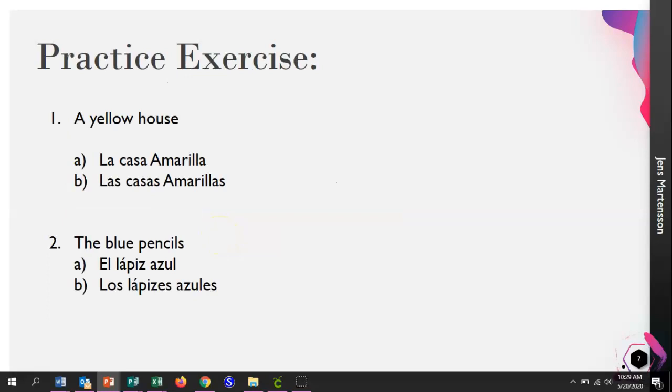Okay, I've got a couple of practice exercises here for you. So for example, I've got a yellow house. Let's do this first one together. So let's find what our noun is. Our house would be the noun, and we know by learning our vocabulary that yellow is amarillo. So how would you translate this? I'm going to give you a few seconds to think about this.